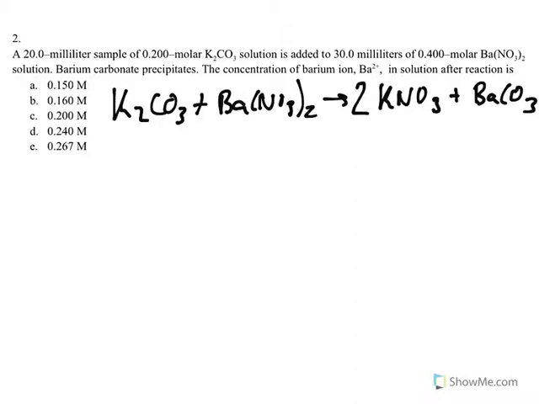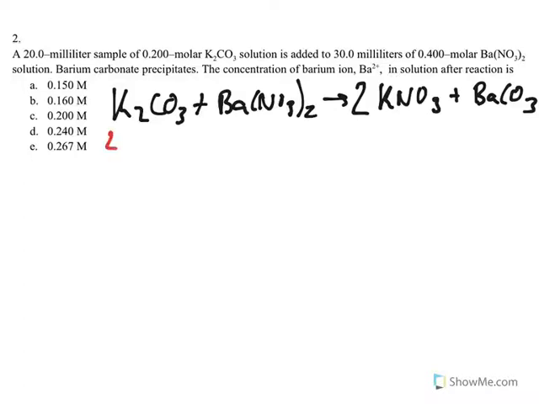So this is a solution problem because these are solutions of both. And it appears that you're going to add some K2CO3 to some barium nitrate to get a precipitate. But according to the question, some of that barium remains in solution. Since the barium carbonate precipitates out, the only way there can be barium left over is if all the carbonate is used up. So we need to figure out how much barium will be left over after all that carbonate is used up. So when in doubt, let's mull it out.